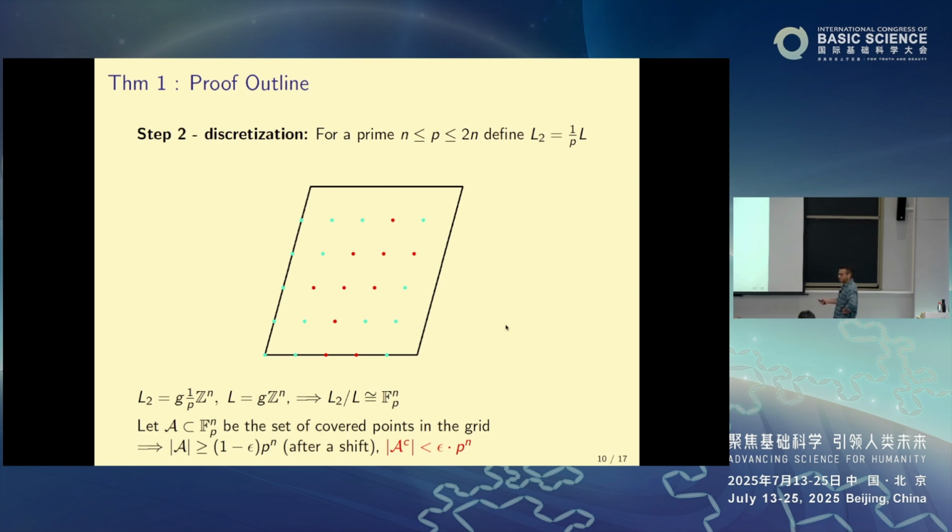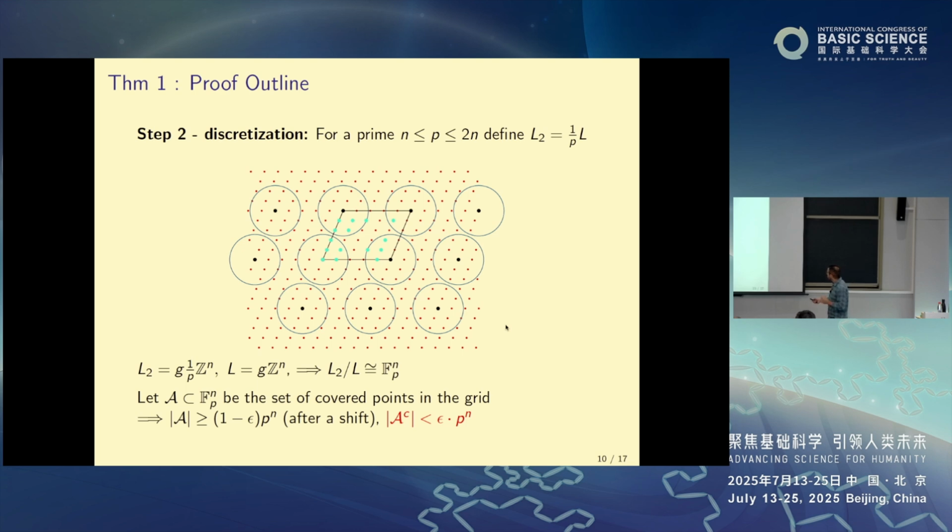And the red points are A complement, and the size of A complement is at most epsilon p to the n. Now, the next step will be to choose some subspace of F_p to the n and add this subspace to the lattice in a way that will sort of kill all this hole. It will kill the red points, right?